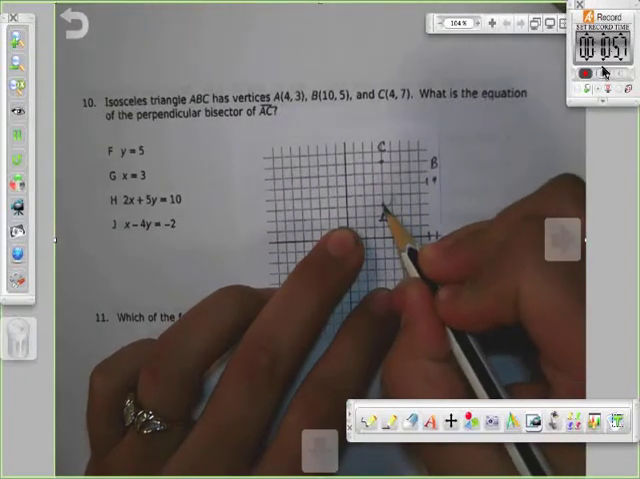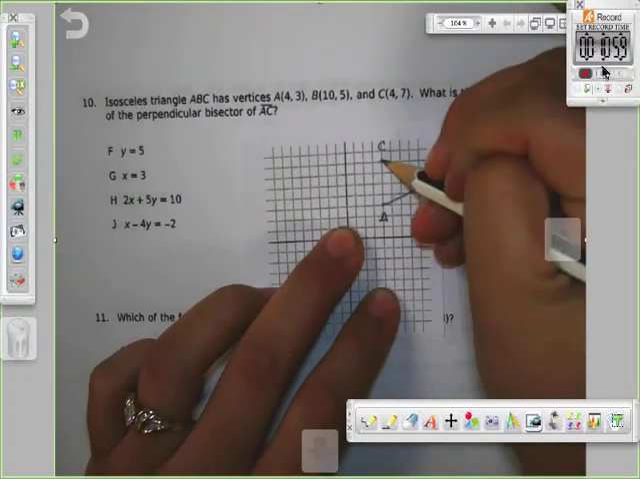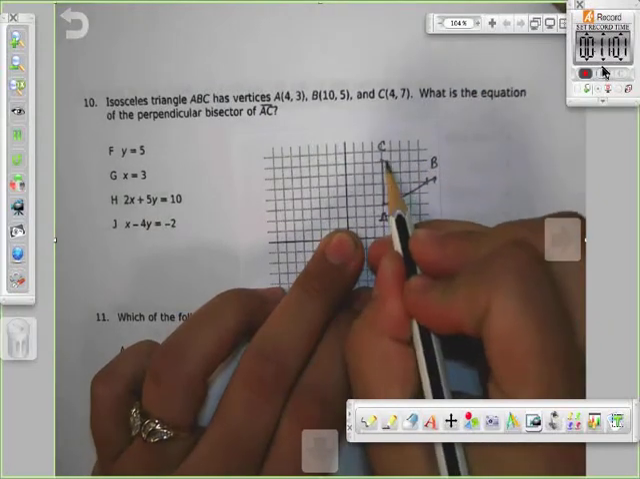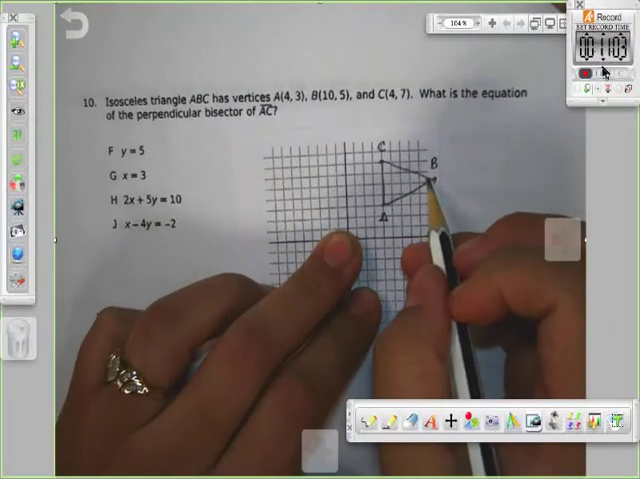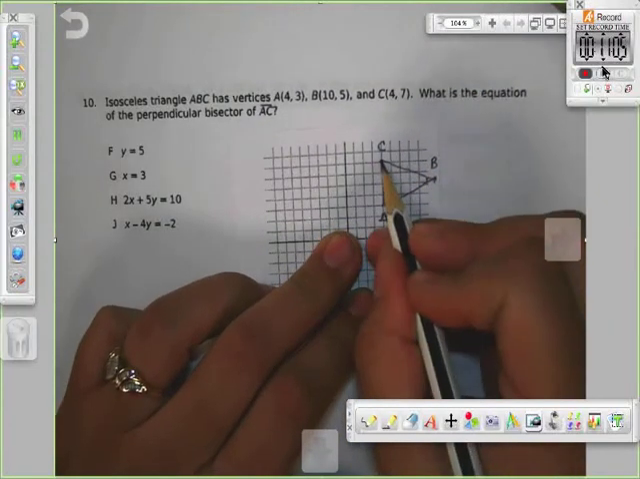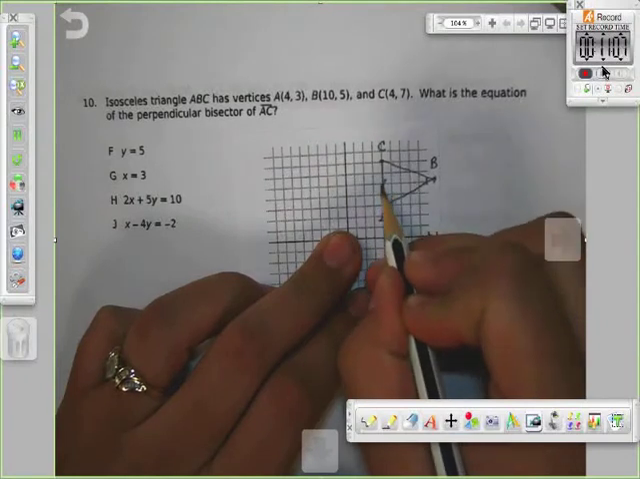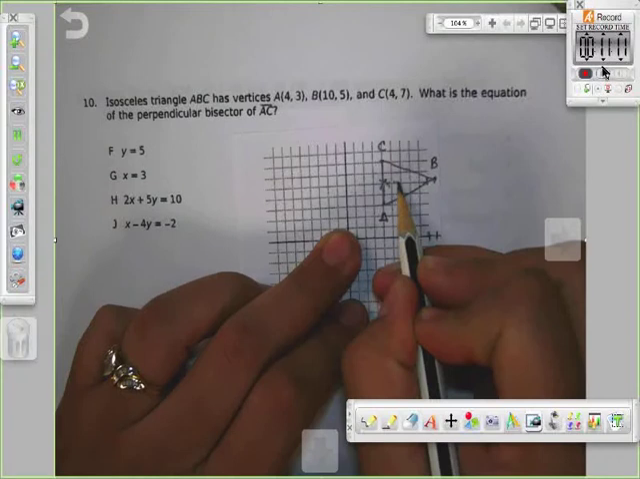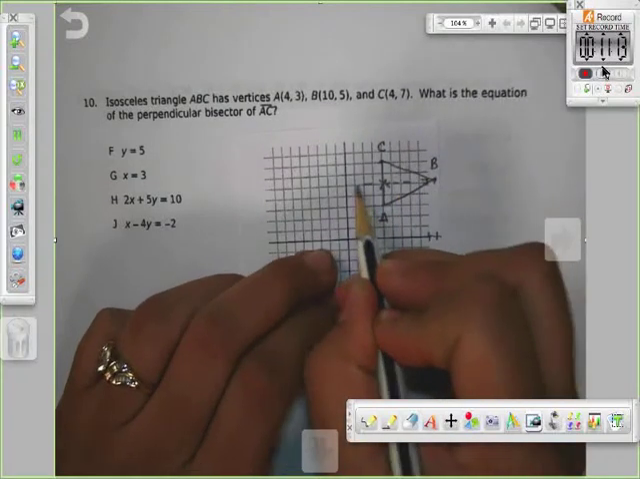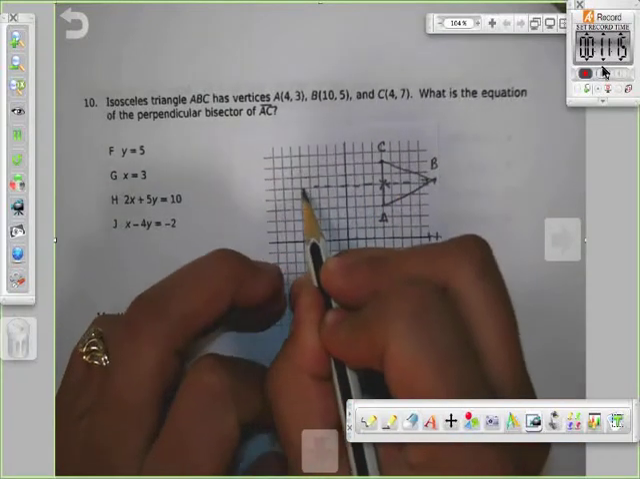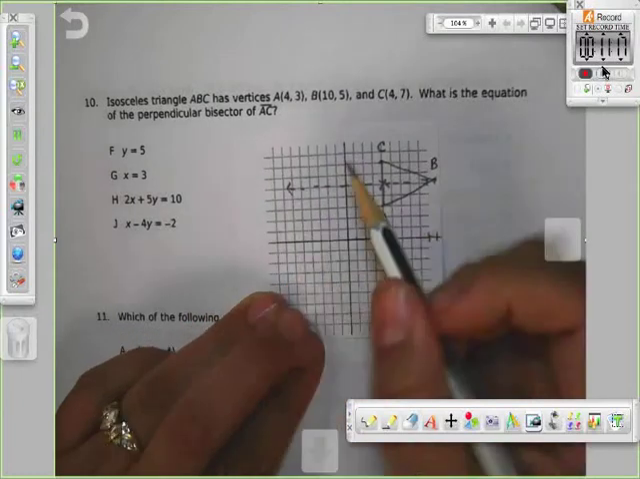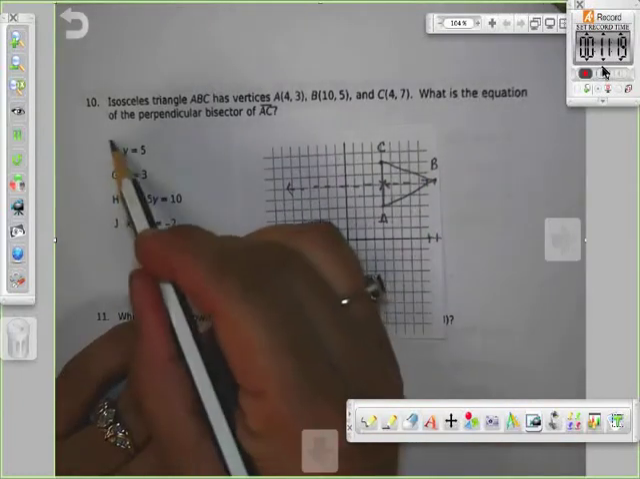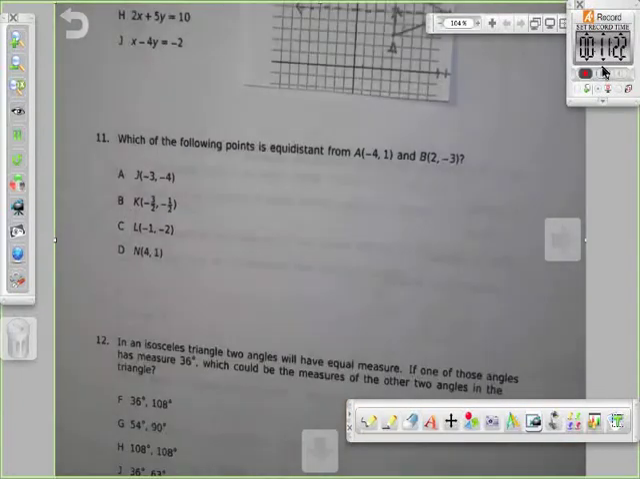Number 10, it says, isosceles triangle ABC has vertices A, B, and C. So I'm going to go ahead and plot those points. Okay, now that I have all three points plotted, I'm going to connect them. And it says, what is the equation of the perpendicular bisector of AC? So this is the length of AC. I'm going to bisect it at this point, and draw a perpendicular line that goes through point B, and it goes all the way through the y-axis at point 5.